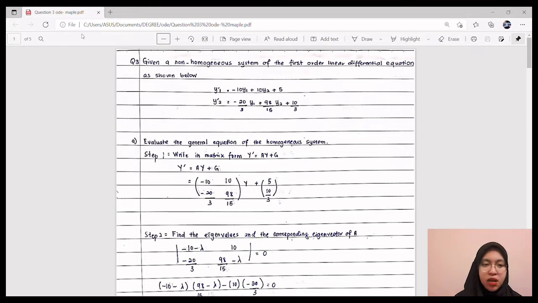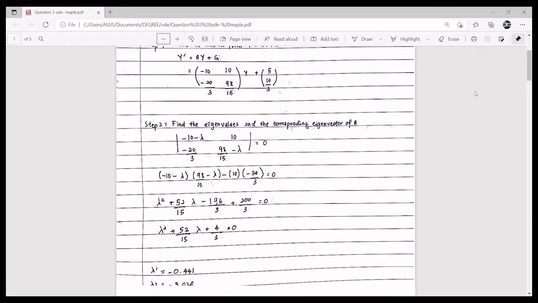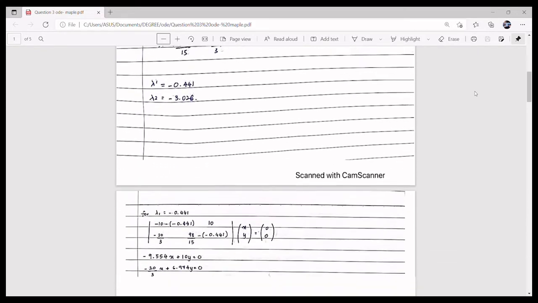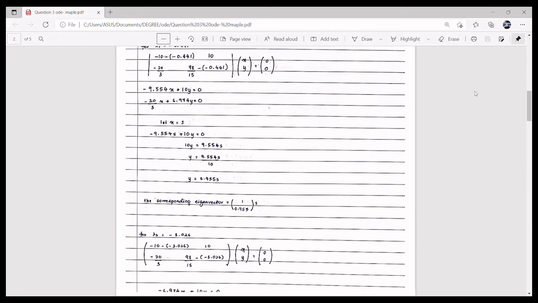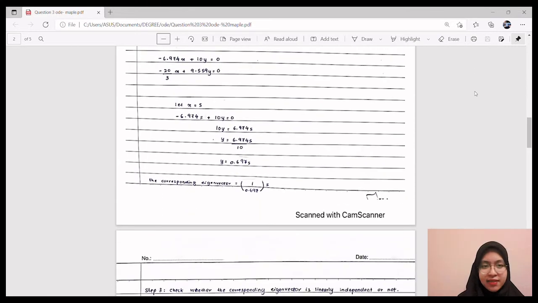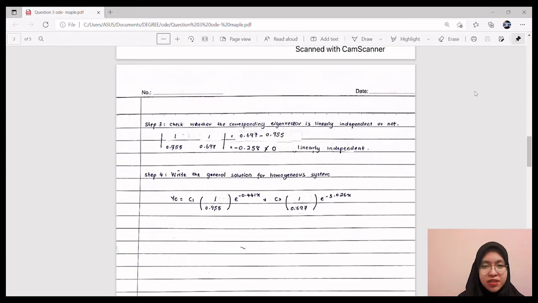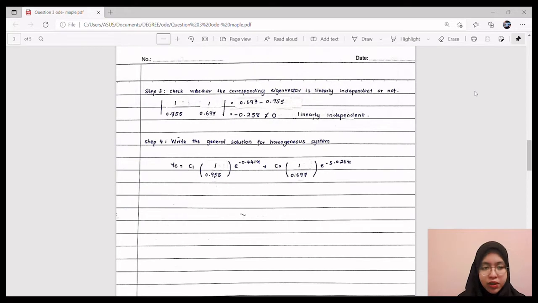Question A, evaluate the general equation of the homogeneous system. So step 1, write in matrix form y prime is equal to ay plus t. Step 2, find the eigenvalues and the corresponding eigenvector of A. Then step 3, check whether the corresponding eigenvectors are linearly independent or not. Step 4, write the general solution for the homogeneous system.